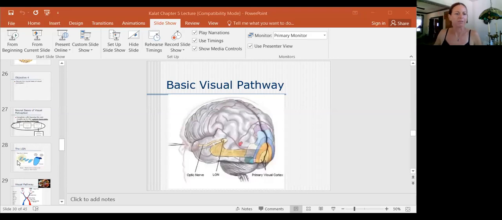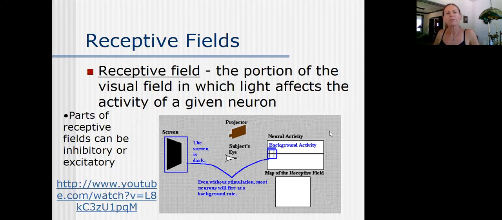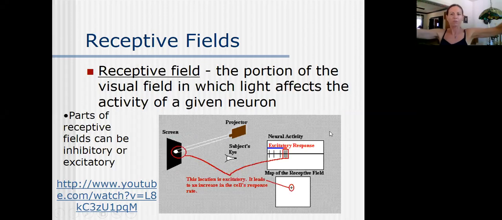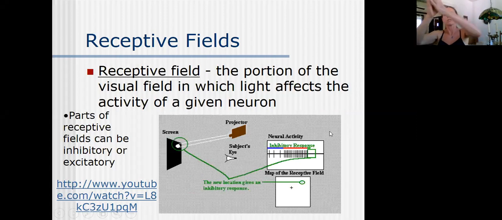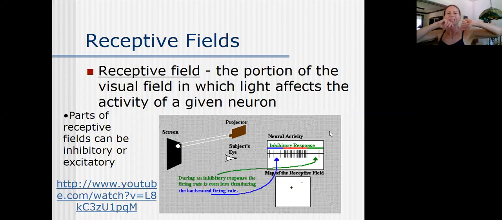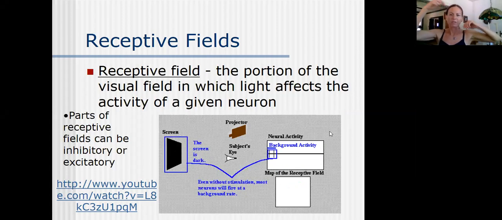We were talking about basic visual pathways last time, and then we were moving on to the receptive field. So what is the receptive field? The receptive field is the portion of the visual field. Remember, the visual field is out here. It's everything we see. Here we've got our right visual field and our left visual field. It's that portion of the visual field in which light affects the activity of a given neuron.